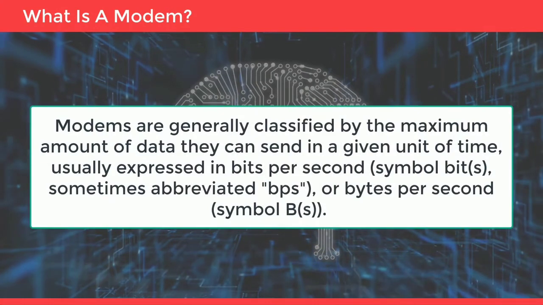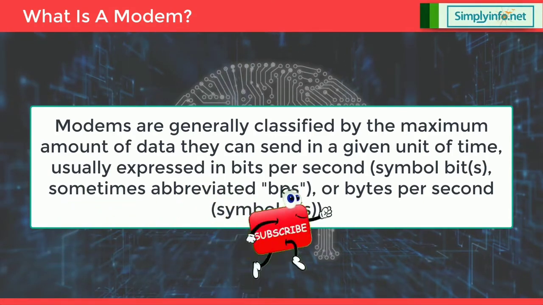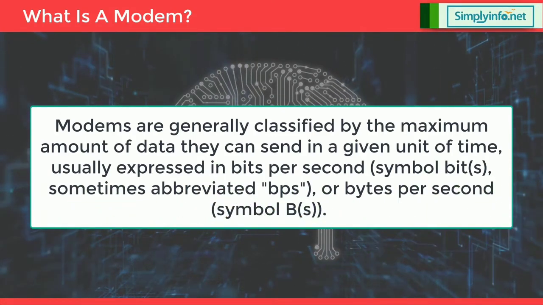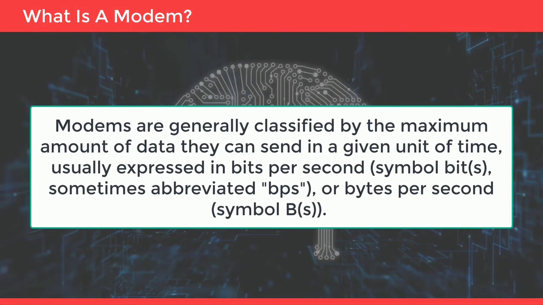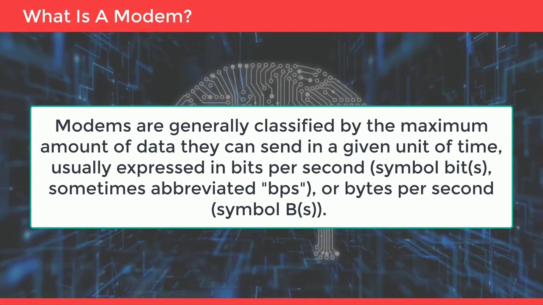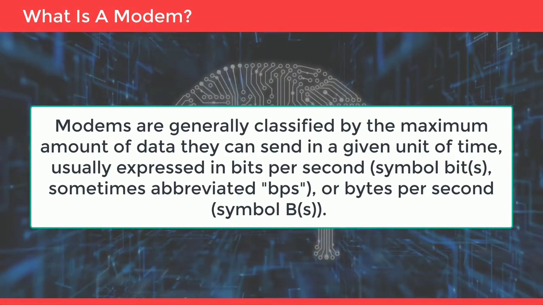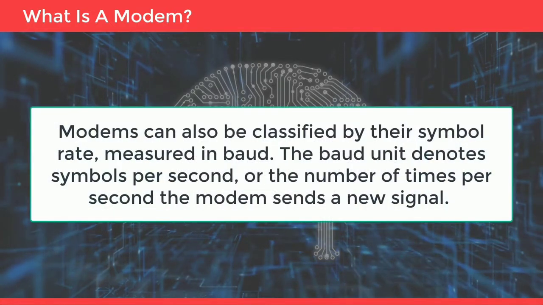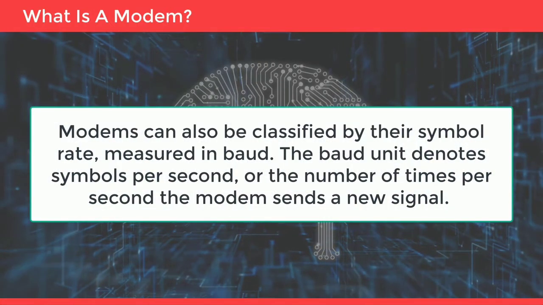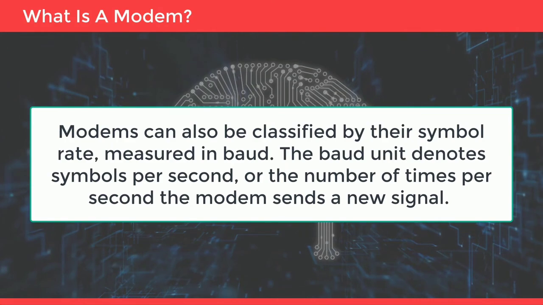Modems are generally classified by the maximum amount of data they can send in a given unit of time, usually expressed in bits per second, symbol bit, sometimes abbreviated as bps, or bytes per second, symbol capital B. Modems can also be classified by their symbol rate, measured in baud. The baud unit denotes symbols per second, or the number of times per second the modem sends a new signal.